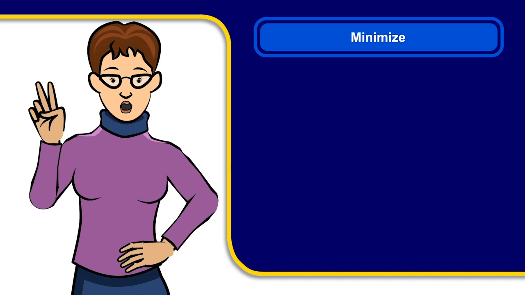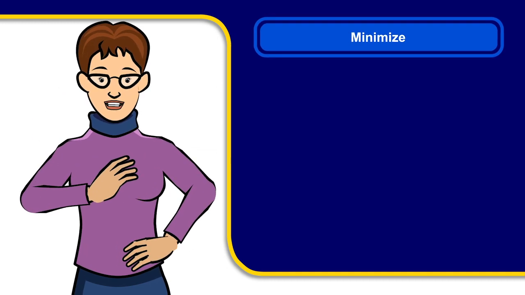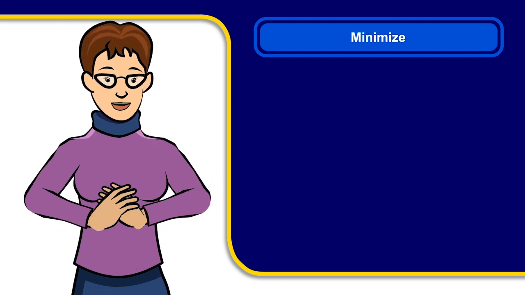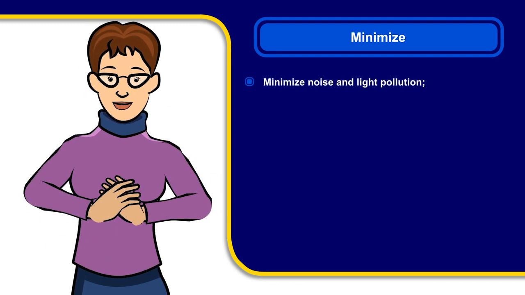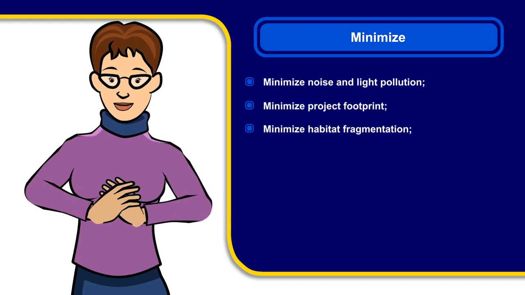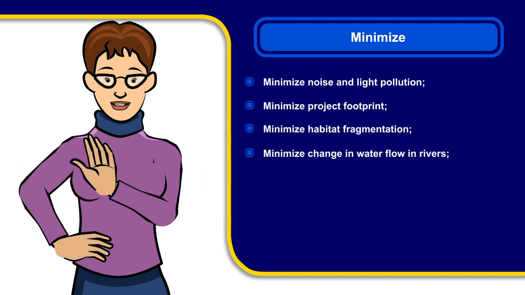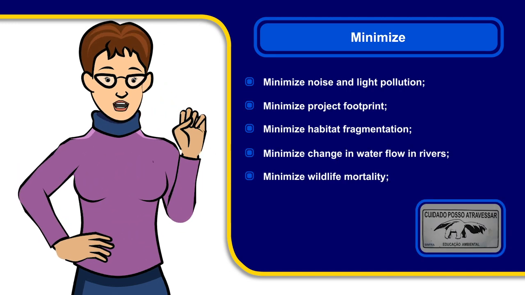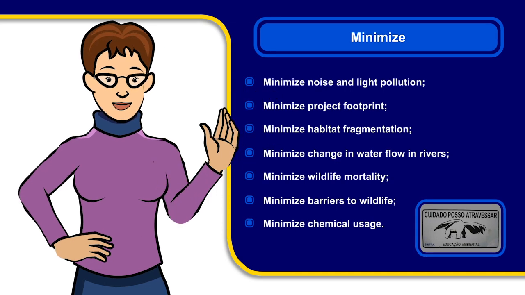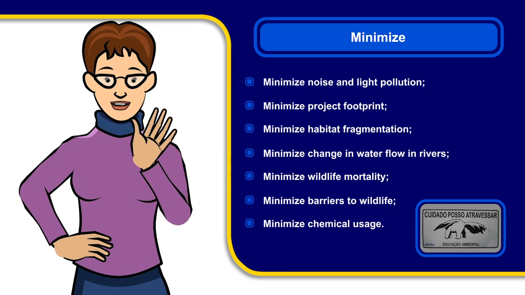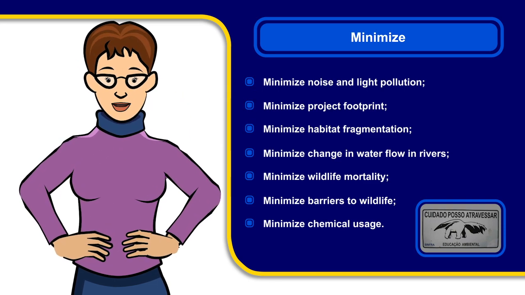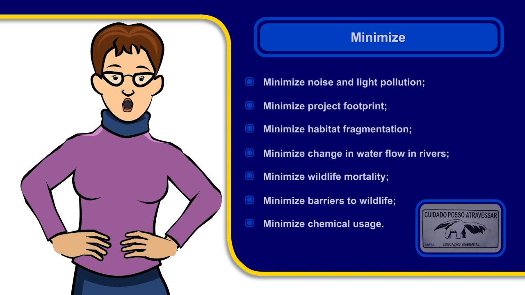The second step of the mitigation hierarchy is minimization. The idea here is to minimize impacts, and there are lots of ways to do this. Minimizing noise and light pollution, minimizing the project footprint, minimizing habitat fragmentation and changes in river flows, minimizing wildlife mortality and barriers in road projects, and minimizing chemical pollution. And there are lots of really inventive methods to minimize impacts. The key is to do it well, and be prepared to modify the approach based on data from monitoring.